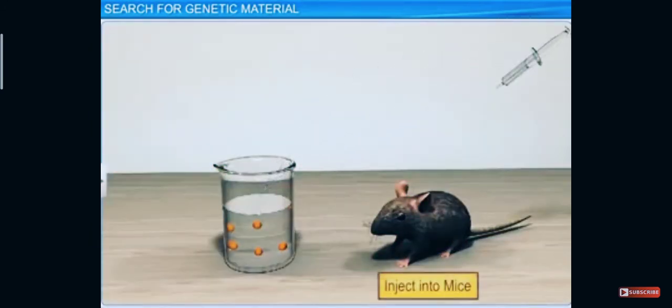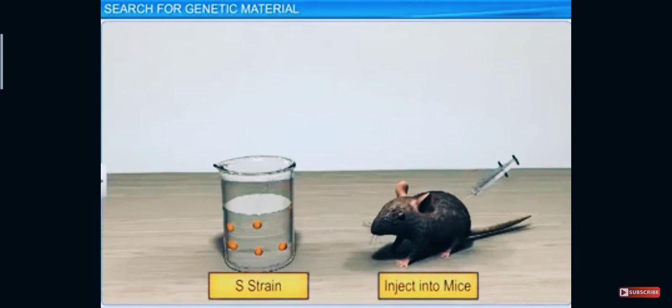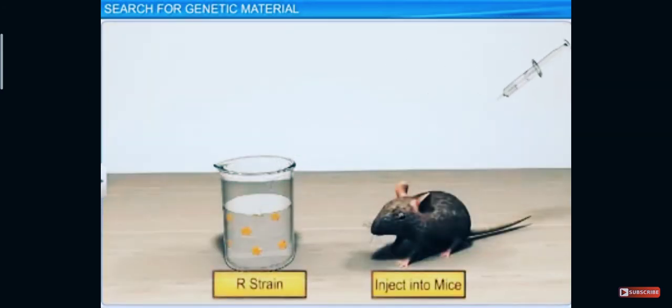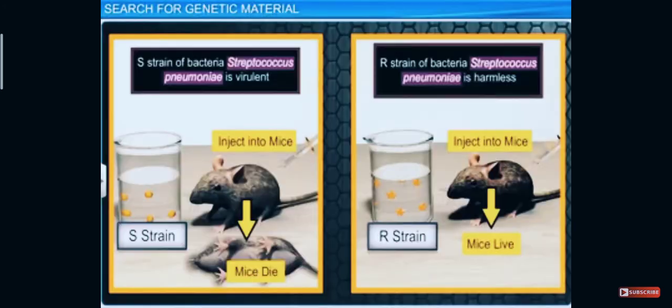Further, when the mice were injected with the S strain, they died of pneumonia infection, while those injected with the R strain did not develop pneumonia. This proved that the S strain of bacteria was virulent or lethal, while the R strain was harmless.